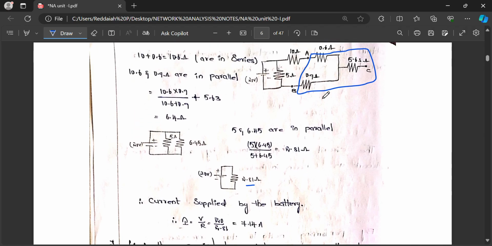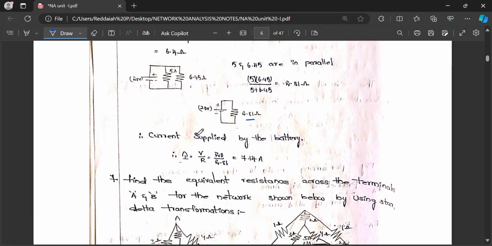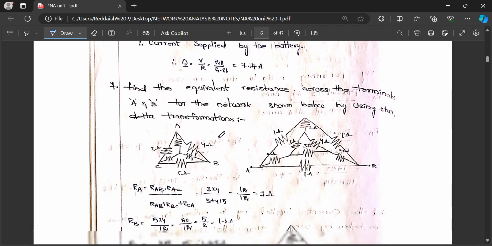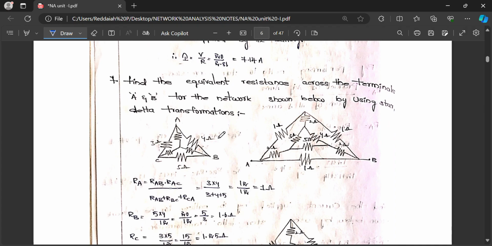After conversion of the star, these are in series, and these are in series. This series combination is parallel with 0.9. 10.6 into 0.9 divided by 10.6 plus 0.9 ohm. Finally, by using two formulas, star delta and series and parallel resistance formulas, we must know these. Similarly, another problem you can see here.